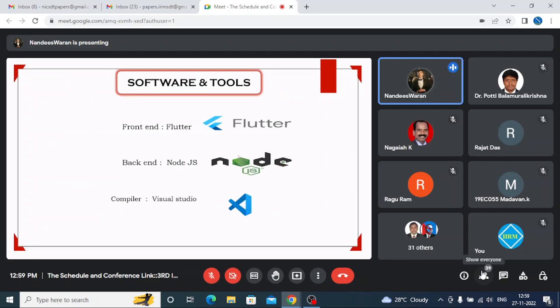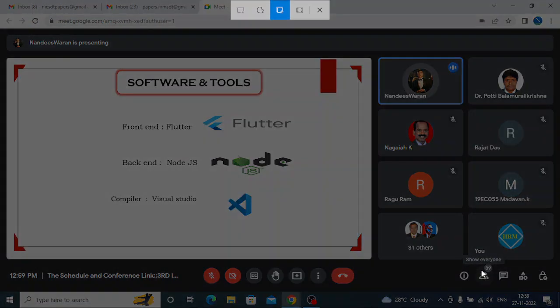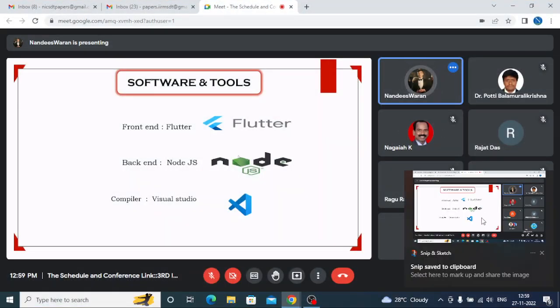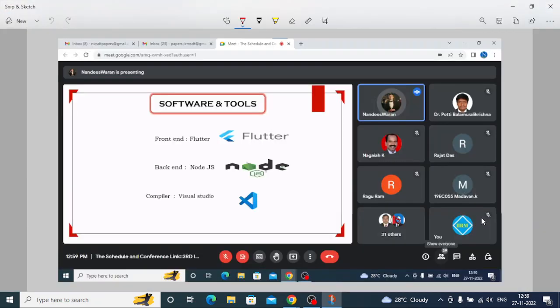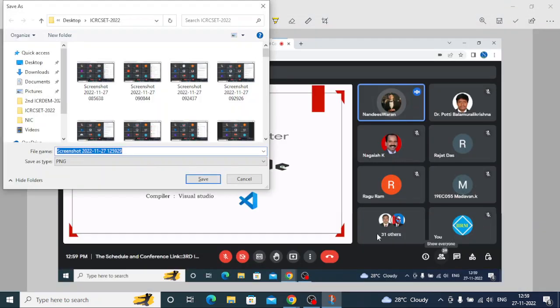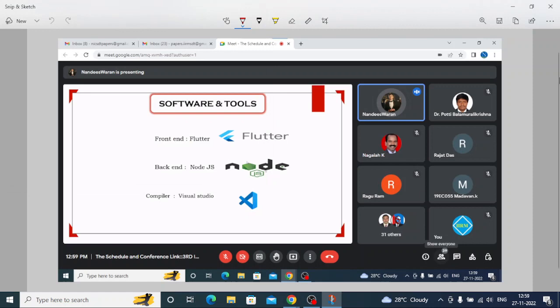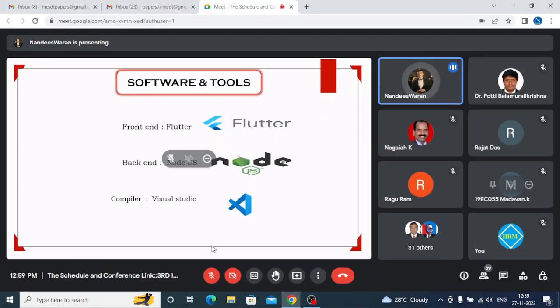Software and tools. Coming to software and tools, I assure that our application will overcome those drawbacks and we will do it better. We use the Flutter framework for the front end and Node.js for the backend. Flutter is an open source UI software development kit created by Google. It is used to develop cross-platform applications for Android, iOS, Linux, macOS, Windows, Google, and the web from a single codebase.